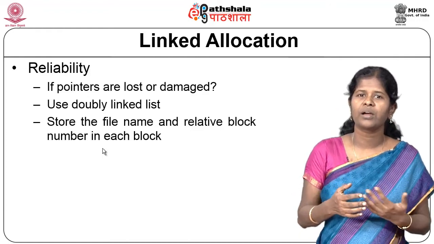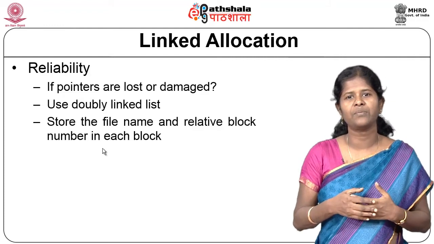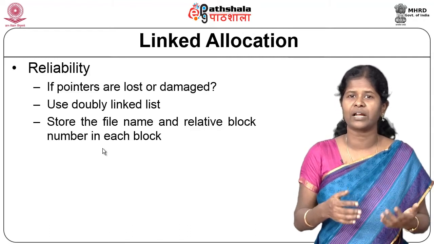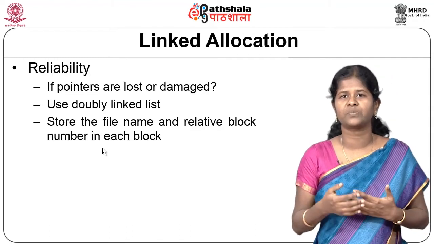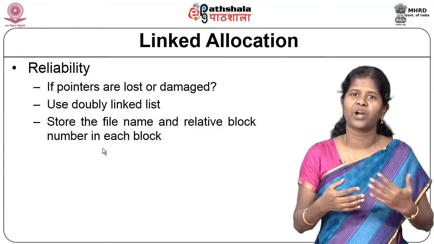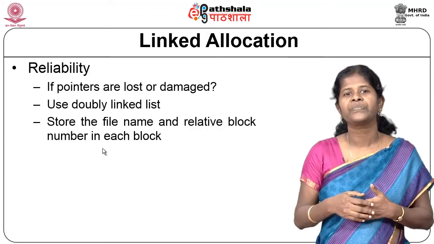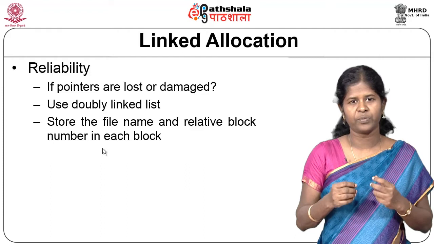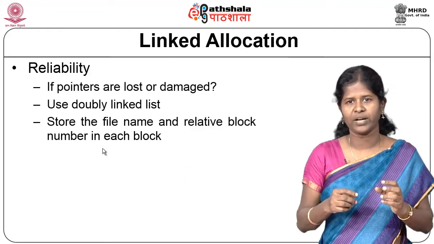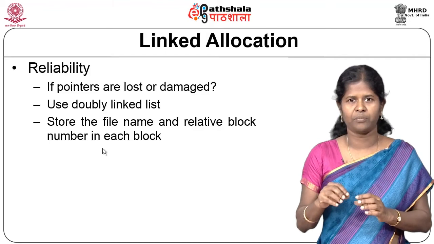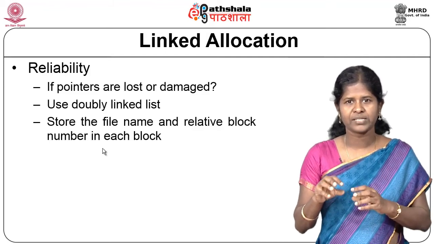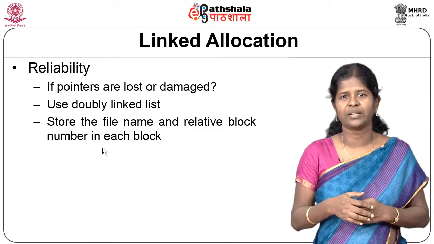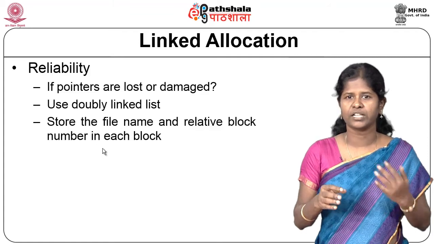To improve the reliability, one thing you can do is have a doubly linked list rather than a singly linked list. But with a doubly linked list, the use of pointers becomes greater, and hence the problems may increase as well. The next solution is to store the name of the file and the relative block number in each block. You have a pointer from one block to the other, but when you move to that block you will find the name of the file and, say, that this is the third block of that particular file, stored in that block. That gives a confirmation that this block really contains the contents of that file only.